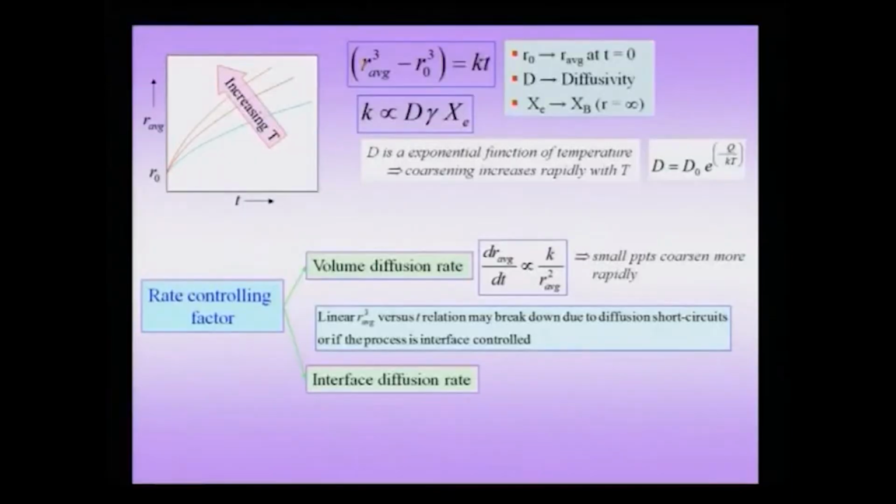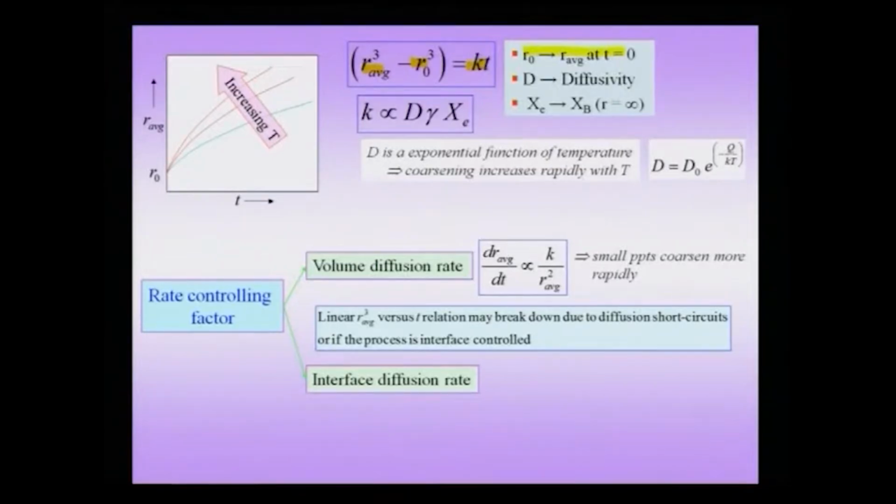Hence, the size of the precipitates increases with time, and here I am talking about the average size of the precipitate. The function by which it increases is r cubed average minus r 0 cubed is equal to k times t. That means it is the cube of the average size which is related to the time, and r 0 is the average radius at time t equal to 0.